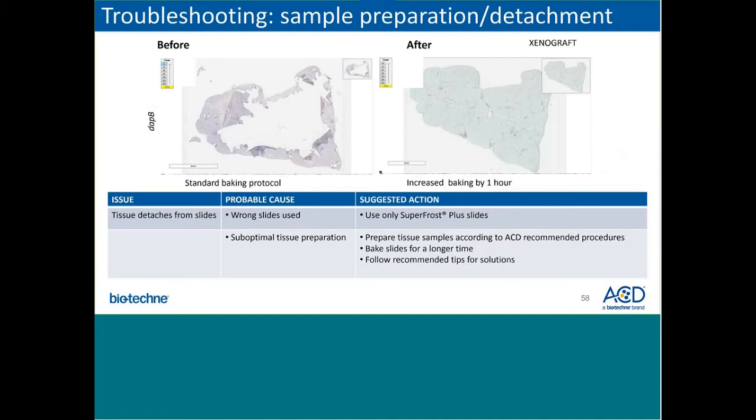So again, we would always recommend you prepare your samples based on our ACD recommended guidelines. You could even bake slides for a longer time, depending on which part of the assay, of which I'll go into further detail for some sample preps here.